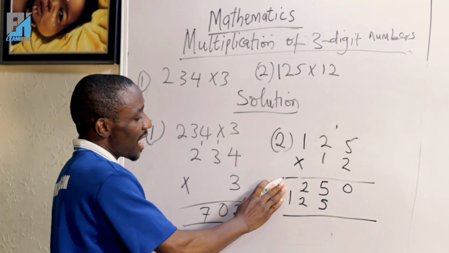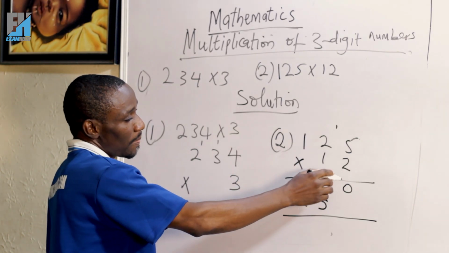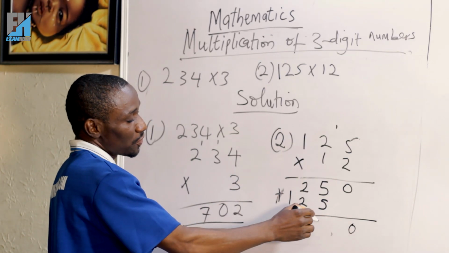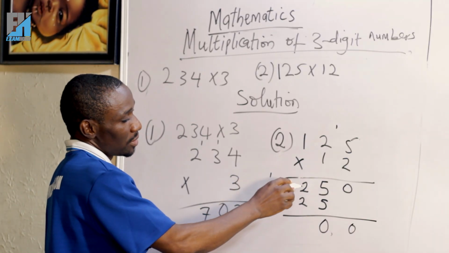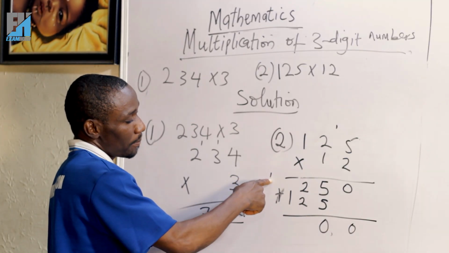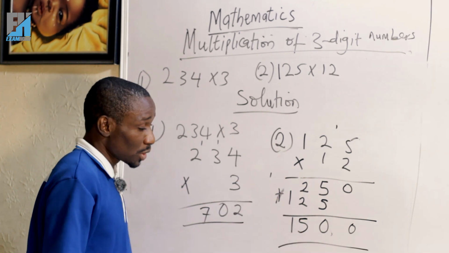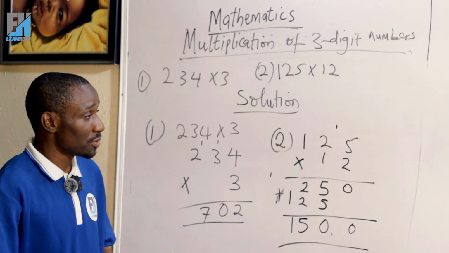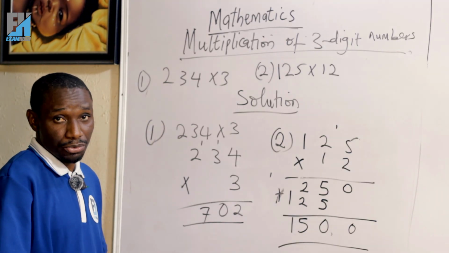So from here, I'm going to add. This first, second phase, we are going to add up these numbers. Bring down your 0. 5 plus 5 is what? 10. Write 0 and carry what? 1. 2 plus 2, 4, plus 1, 5. And you write your 1. So your answer is what? 1,500. So this is how we multiply 3-digit numbers.